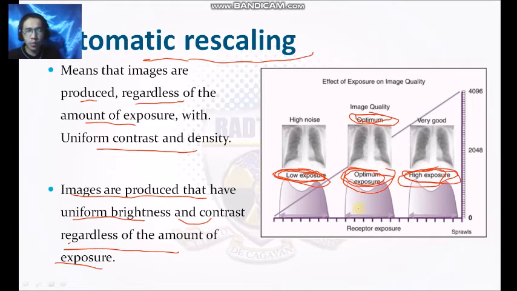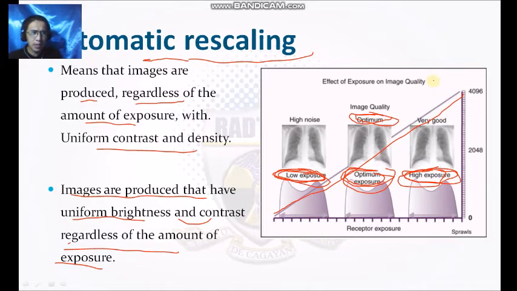The computer system will not display the images on your monitor as very dark or very light images, but rather the images will have an optimum density and optimum contrast. This is because of the wide latitude of the digital imaging system.